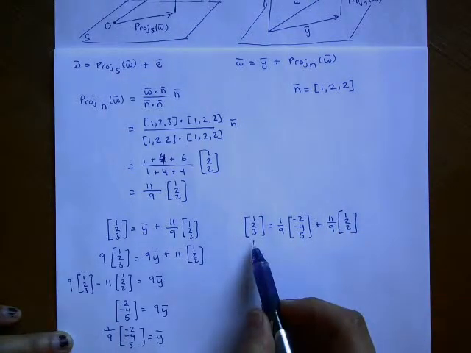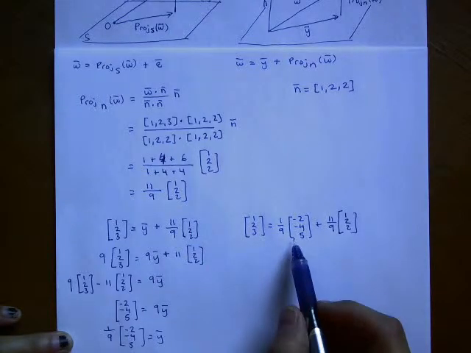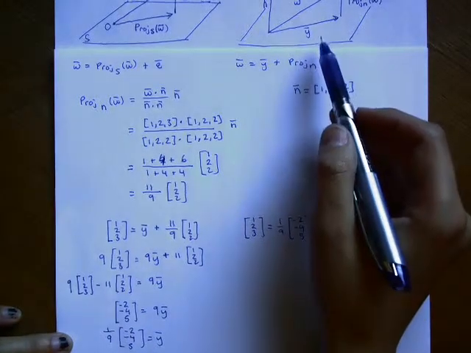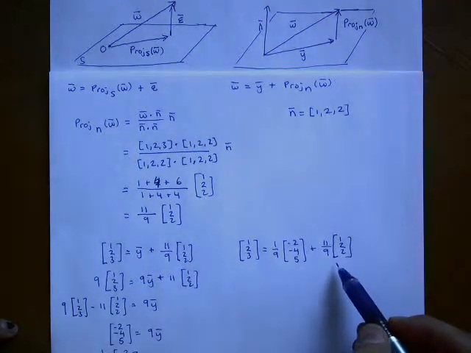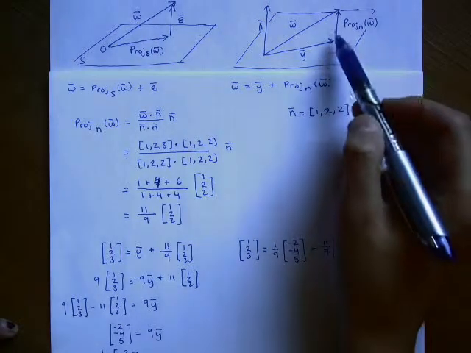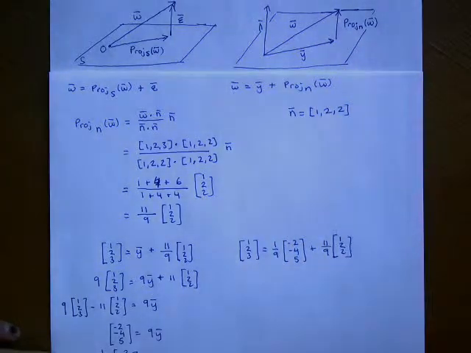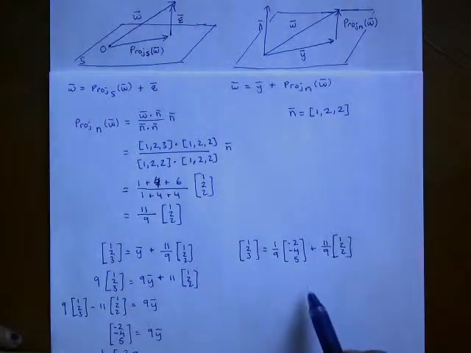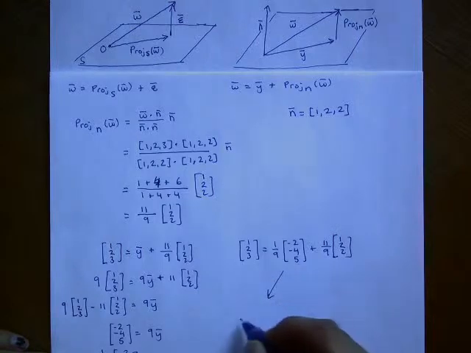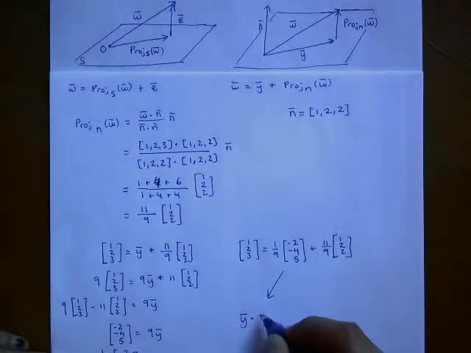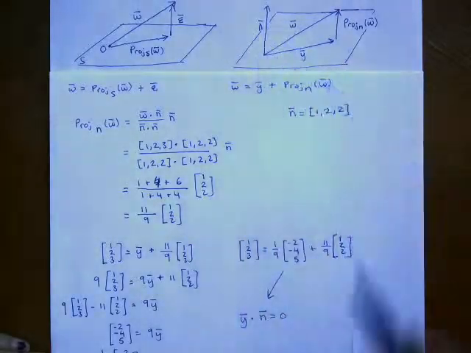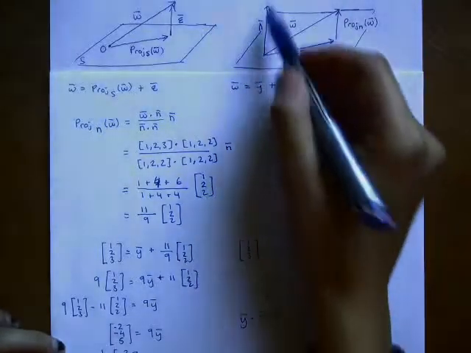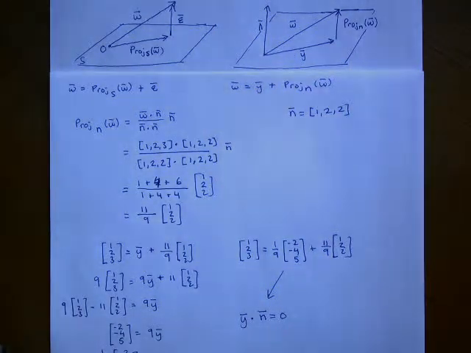So this is W as a linear combination of vector y, a vector in the plane, plus the projection of W onto vector n, which is a vector orthogonal to the plane. And now to check to see if you calculated this right, what you can do is calculate the dot product of y by n, and that should equal 0. Because we know that vector y is orthogonal to the normal vector, so their dot product should be equal to 0.